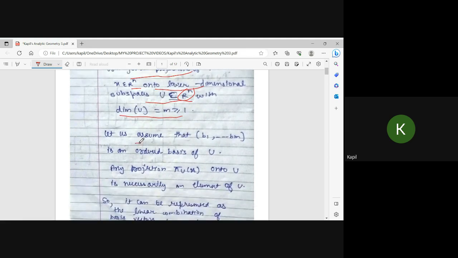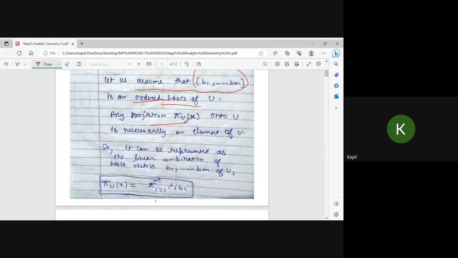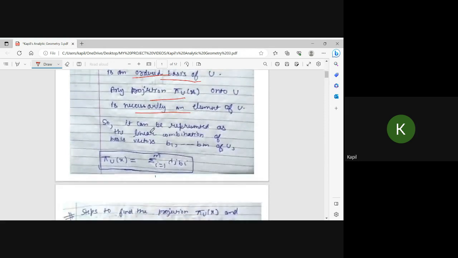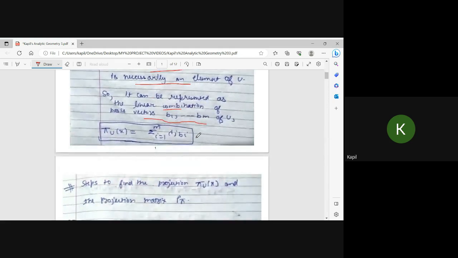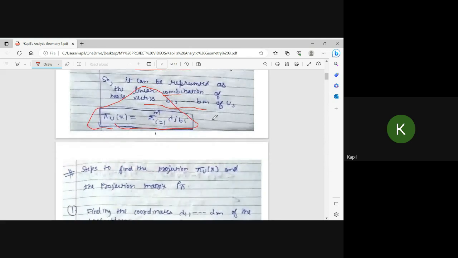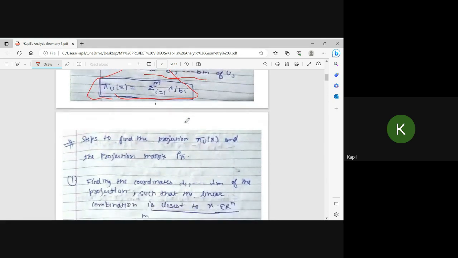That means the subspace can be generated from the m basis vectors b1 to bm, an ordered basis of U. Any projection pi_U(x) on this subspace U is necessarily an element of U. So it can be represented as a linear combination of the basis vectors b1 to bm. Because they are linearly independent, we can write pi_U(x) as the summation, i equal to 1 to m, of lambda_i b_i, that is lambda 1 b1 plus lambda 2 b2, and so on.